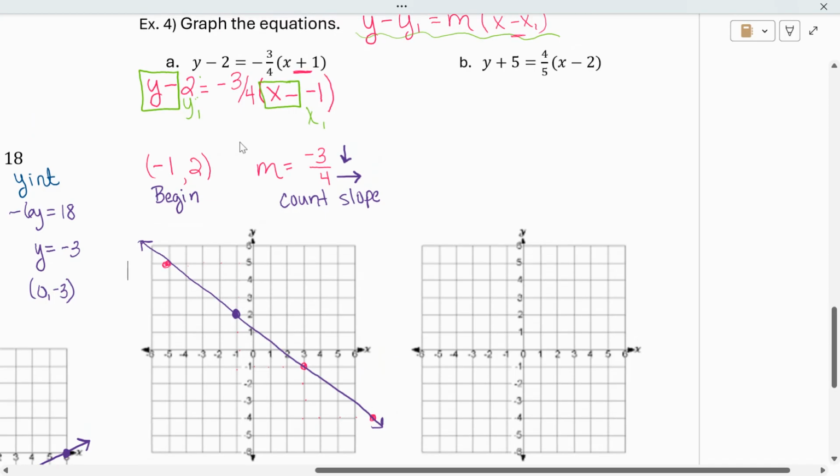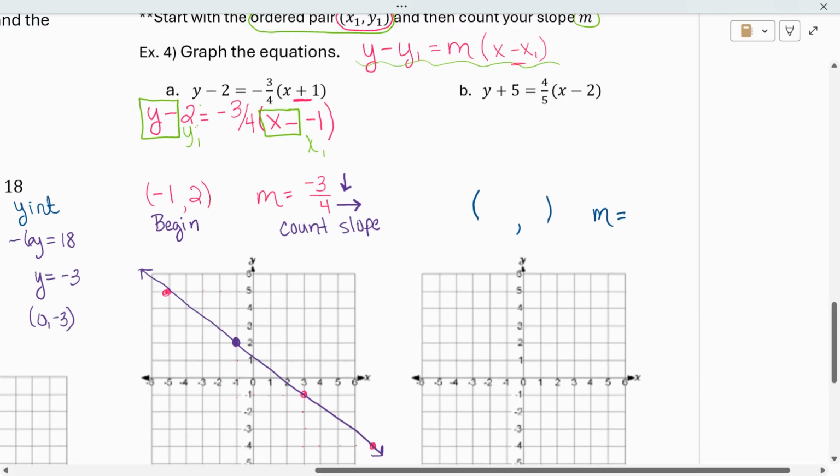Okay, so let's look at this next example. Again, we know that we're going to need an ordered pair, and we're going to need to find our slope. So does this equation, y plus 5 equals 4/5 times the quantity x minus 2, look like the equation up top? y minus y sub 1 equals m times the quantity x minus x sub 1. Is there a y minus there? No, there is not. We need to rewrite it. We need this to say y minus. So what does the sign have to be to have this turn into a plus? Well, it's got to be a -5.